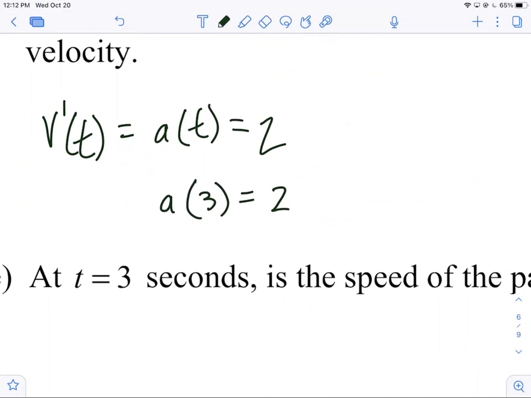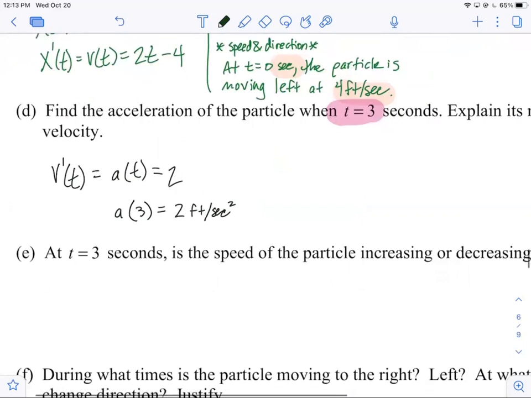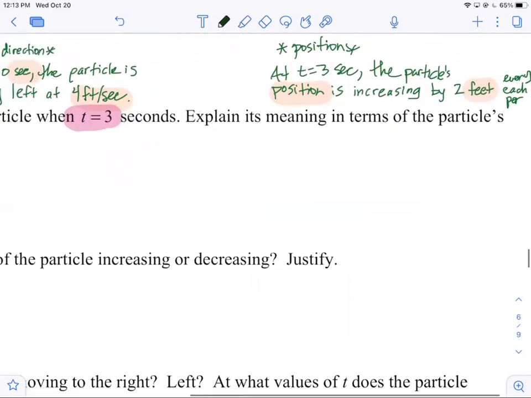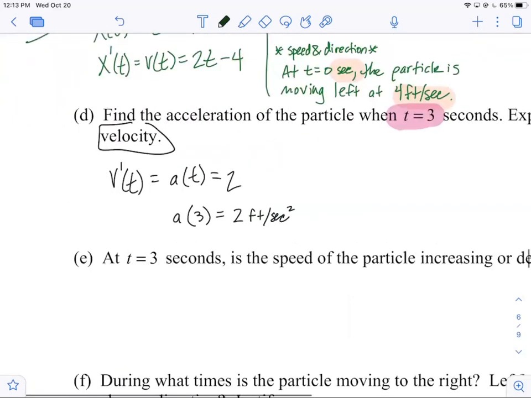Now, acceleration is a vector. Okay. Believe it or not. So when you have a positive acceleration, that means the velocity is increasing. When you have a negative acceleration, that means the velocity is decreasing. All right. So this is a positive number. Now it says to explain it, that means write a sentence in terms of the velocity.